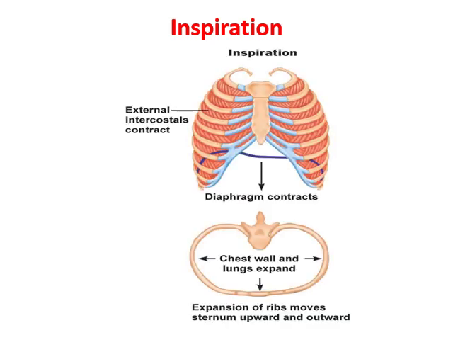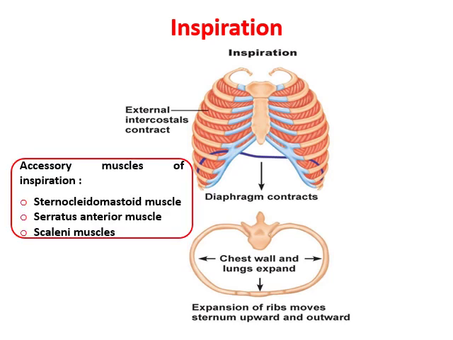Now the question is, what happens during deep breathing, deep inspiration, just like during muscle exercise? What happens is there is more contraction of the external intercostal muscle and more contraction of the diaphragm. It can descend up to 7 centimeters in comparison to 1 centimeter during quiet breathing. The contraction of both muscles is accompanied by contraction of the accessory muscles of inspiration, which are sternocleidomastoid, serratus anterior muscle, and scaleni muscles.